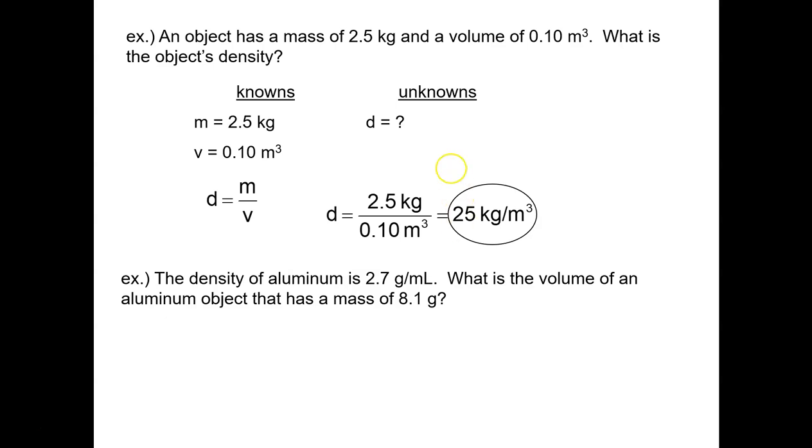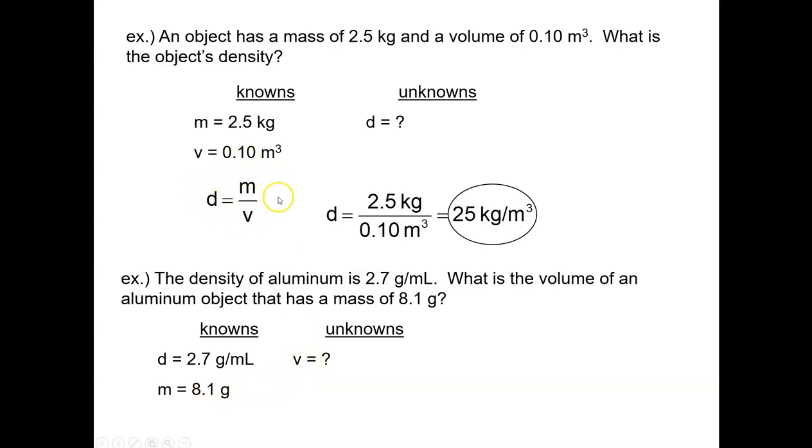So this problem says that the density of aluminum is 2.7 grams per milliliter. So that means they told us the density this time. So obviously that's one of the knowns we should write. It also said that the mass was 8.1 grams. So that also seems like a really important known. So we should write that one down. Now, what are they asking us to find? Well, this time they're saying, what is the volume? So volume is the unknown this time. Okay, so they gave us density, they gave us mass, and we're trying to solve for volume.